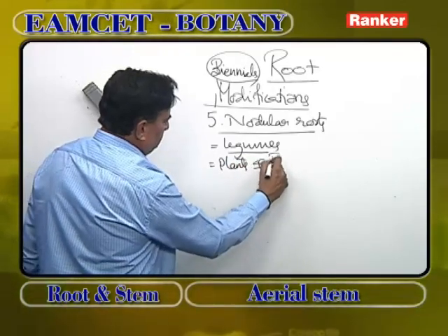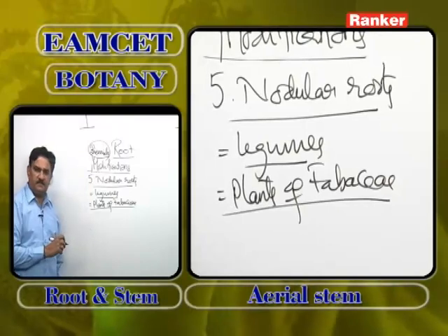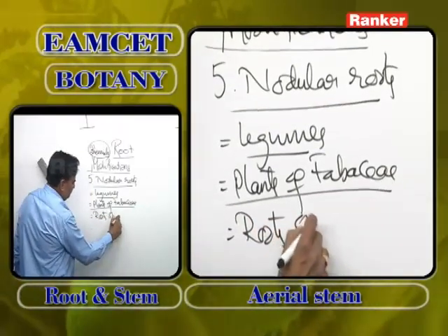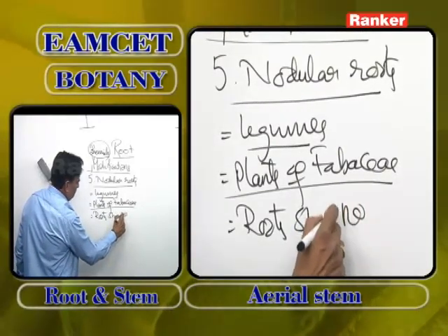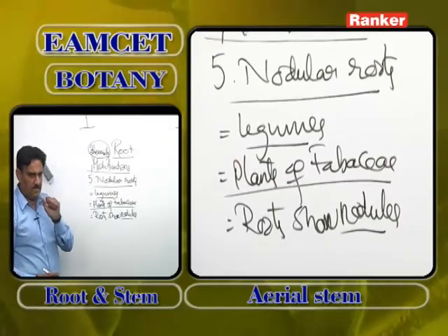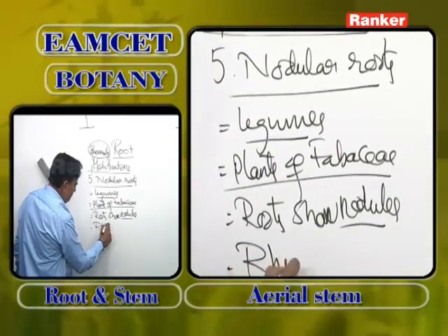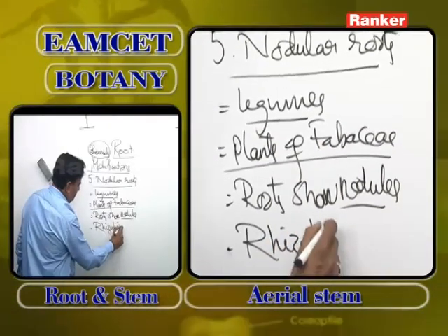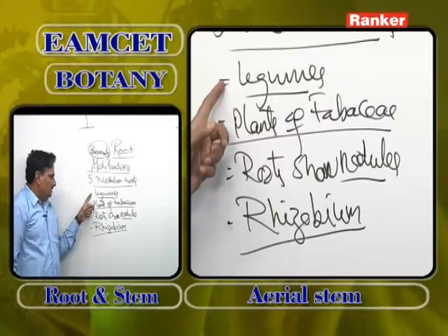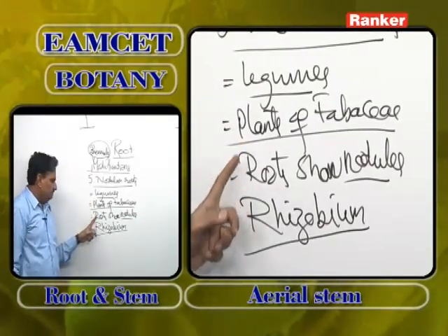plants of Fabaceae. The special feature of this is that roots show nodules. Roots show nodules means special bulged structures are called nodules. Nodules show a symbiotic association with a special bacterium called Rhizobium. These are all found in leguminous plants, particularly plants of Fabaceae.